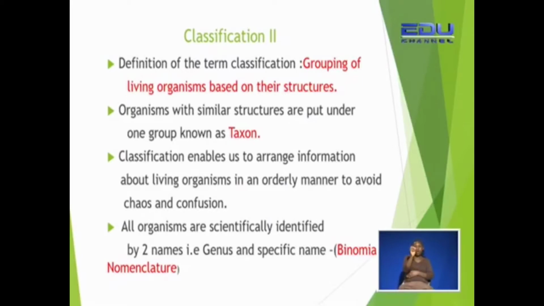Bi means 2. That is why we have the 2 names, the genus and the specific name. And therefore, the definition of the term binomial nomenclature is the scientific double naming of living organisms using the genus and the specific name. So the 2 names give us the species of an organism.